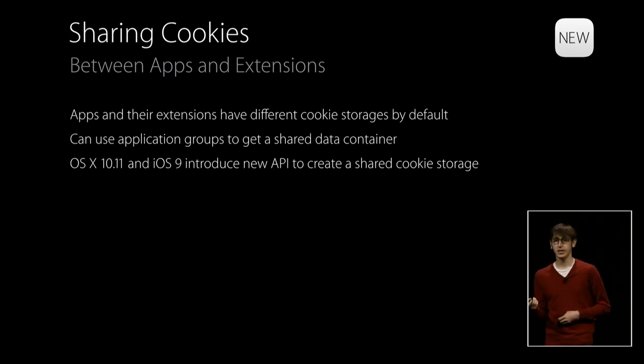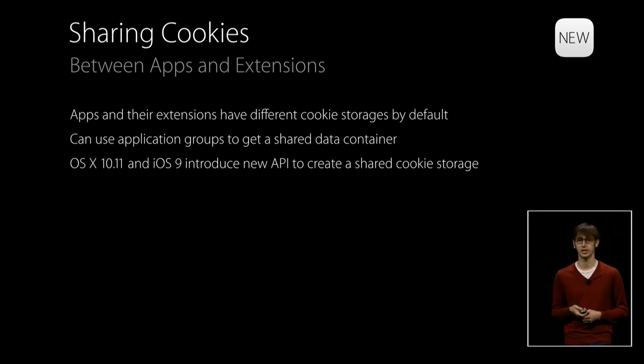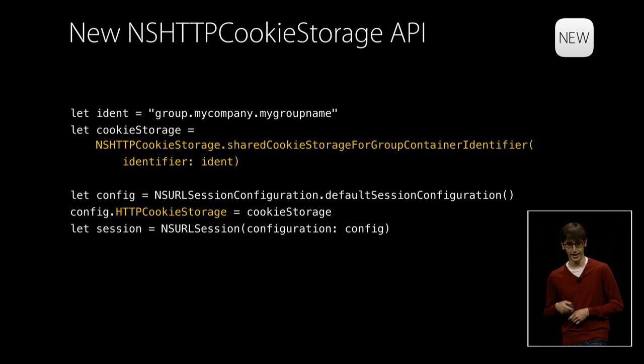But applications and their extensions have different data containers by default, which means that even if you're using NSURLSession and already leveraging our great built-in cookie handling support, those cookies are actually being stored in different places. But you can use what's called an application group to actually get access to a shared data container, which both your app and its extensions can access. And this year, we've introduced new API to let you create a cookie storage associated with that group container. And I'd like to show you how to do that.